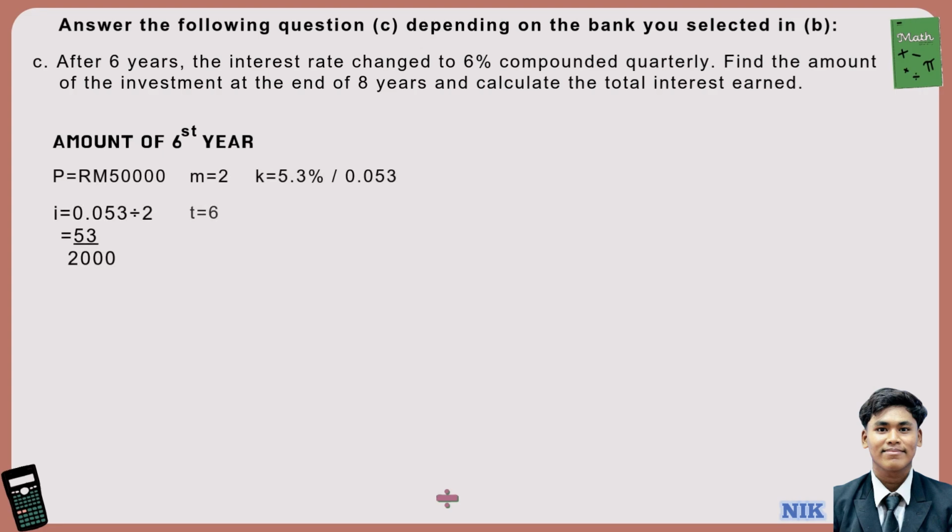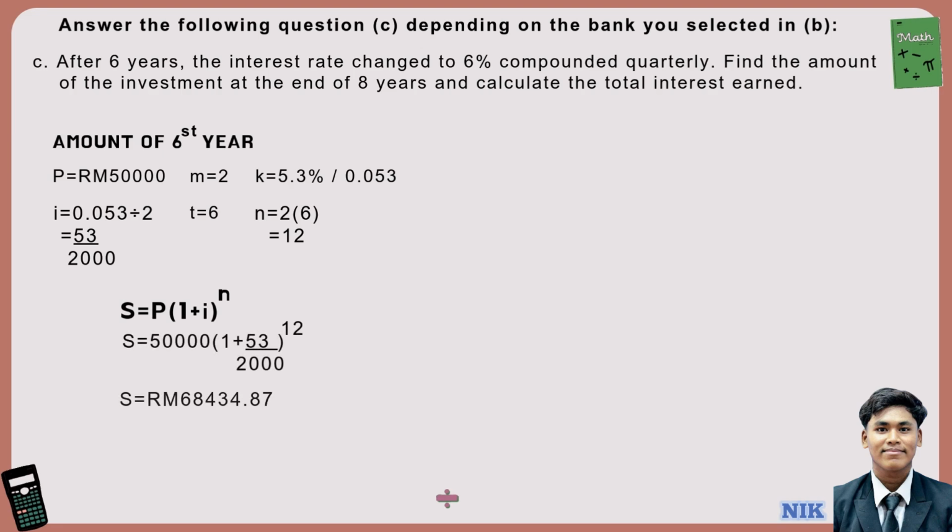The investment for 6 years, which means you can get the periods by N equal 2 multiplied by 6, we get 12 periods. So, we can use the formula S equal P multiplied with 1 plus I power of N, and we put the numbers in the formula. S equal to 68,434 ringgit 87 cents.